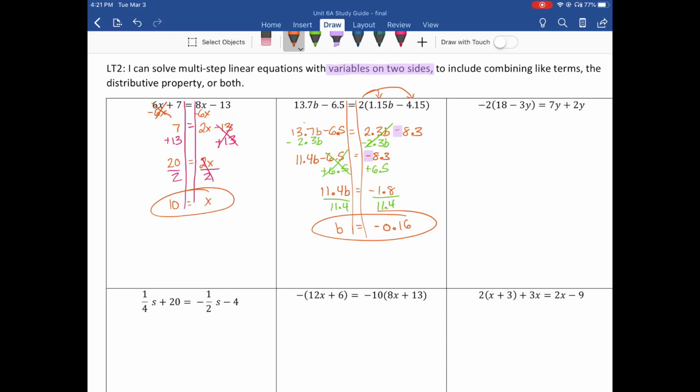The third problem is very similar to the second. We still have that distributive property. So we're just going to take it and multiply everything on the inside of the parentheses by it. Negative 2 times 18 is going to be negative 36. And negative 2 times negative 3y is going to be positive 6y. And that's equal to 7y plus 2y.